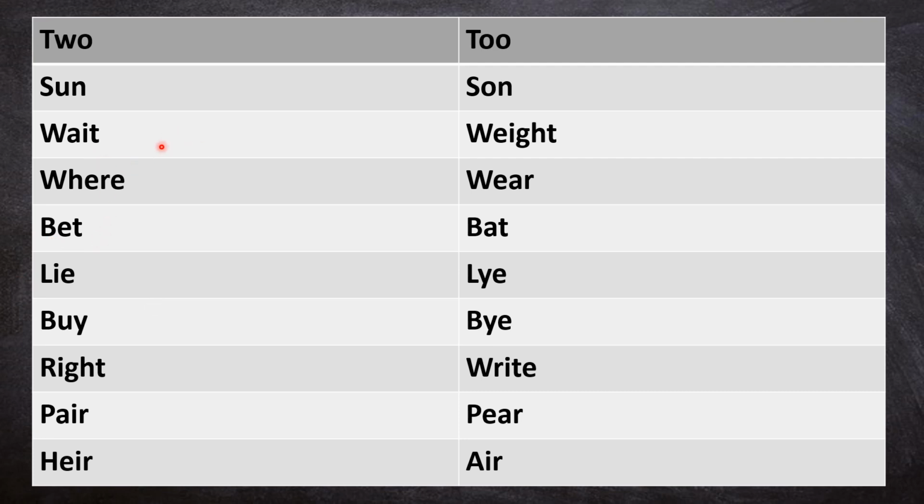Yeah, guys. So I've just compiled a few words for you to practice on your own, to find the meanings and try to construct sentences and see what you'll come up with.